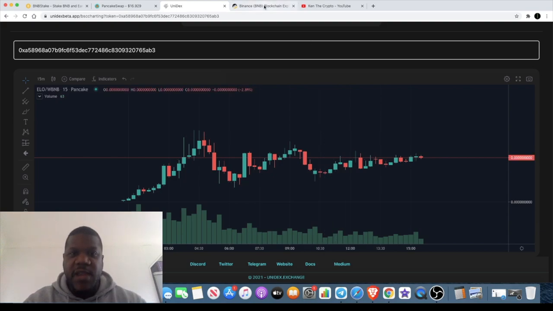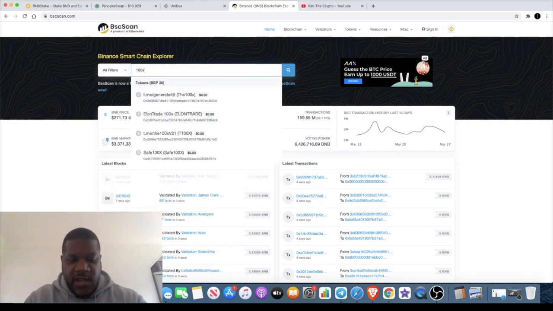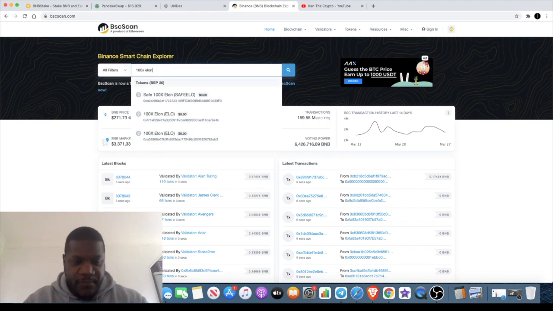Now on BSC scan, there are already clones or copycats of this. So if you type in 100X Elon on BSC scan, and by the way, if you're not clued up already, you're buying this on PancakeSwap, not Uniswap. So you're not using EtherScan, you're using BSC scan to get the contract address. I will probably leave a link for it in the description below anyway.